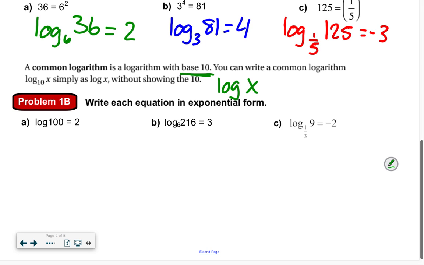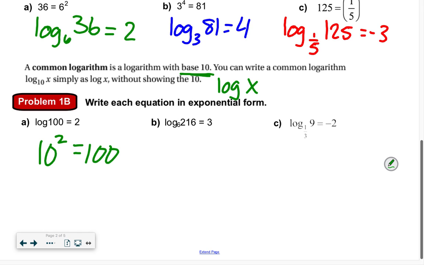So here, I have log 100 equals 2. How would I write that as an exponent? What's my small number, my subscript? 10, because it's not there. Okay? So 10 to what power equals what? 100. Is that true? Does that make sense? Yes. Okay, good.